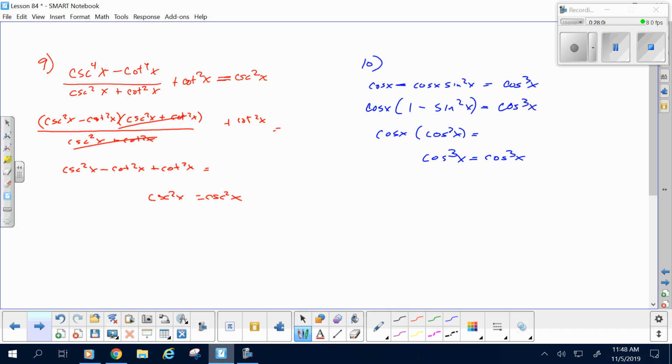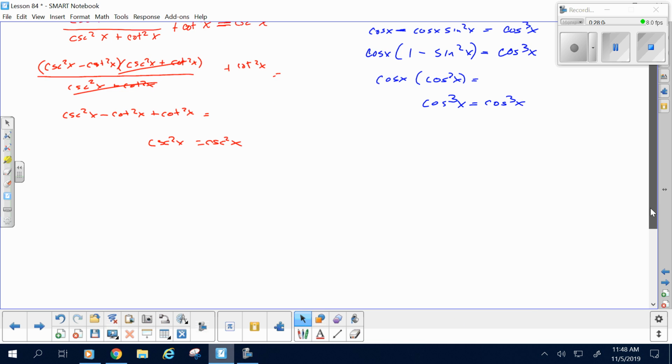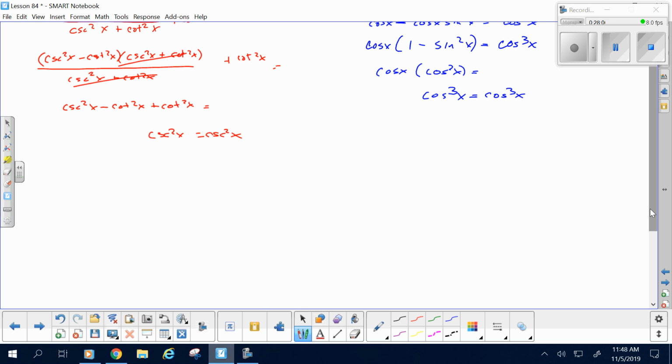All right. 11 is not like what we did in our notes. It's not hard, but we're going to try 11. It should be something you could do. Secant squared minus 1 over cotangent theta. Prove that equals tangent cubed theta.